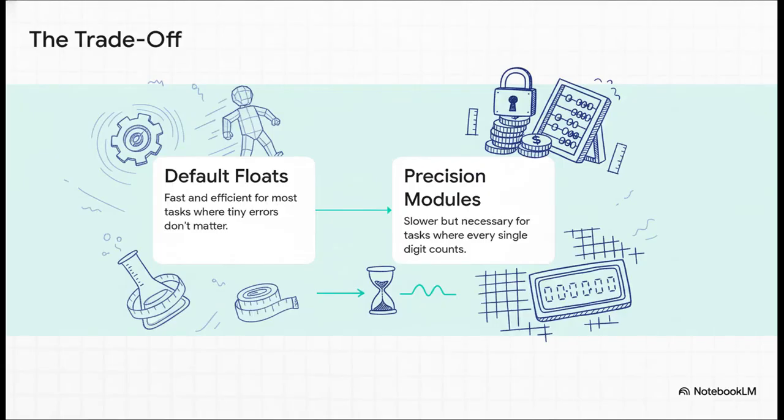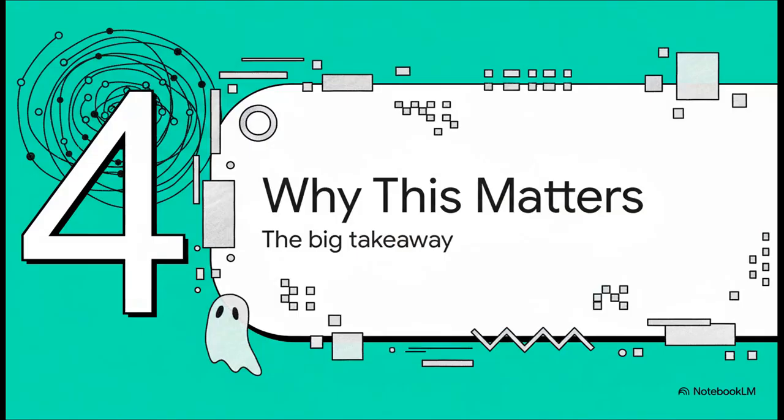So what it really all boils down to is a trade-off. For most things, like calculating graphics in a video game or analyzing scientific data, the default numbers, called floats, are super fast and efficient, and that tiny little error doesn't matter at all. But when every single digit is critical, like in financial systems, you switch to these more precise, albeit slightly slower, tools.